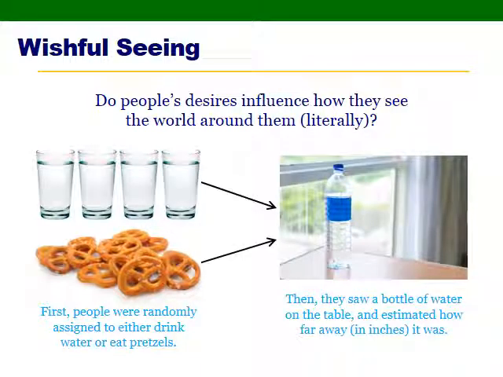Then they sat the students down at a table and placed a bottle of water on the other side of the table. And they asked the students to estimate how far away, in inches, the bottle of water was from them. The goal here was to see if the thirsty students and the non-thirsty students gave different estimates of how far away the water was. Maybe one group would see it as being closer, whereas the other group saw it as being farther away. You might remember this was one of the studies used as an example in your very first homework assignment.